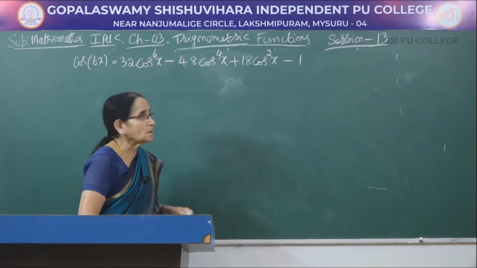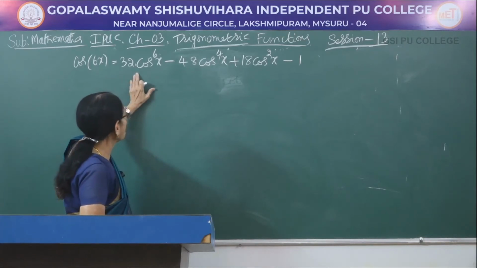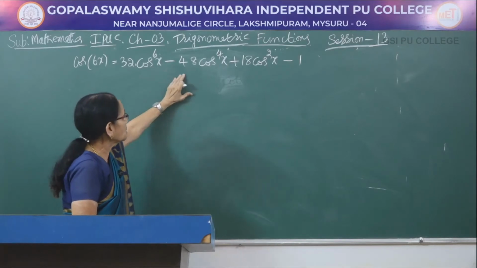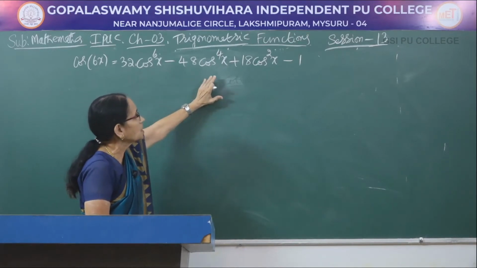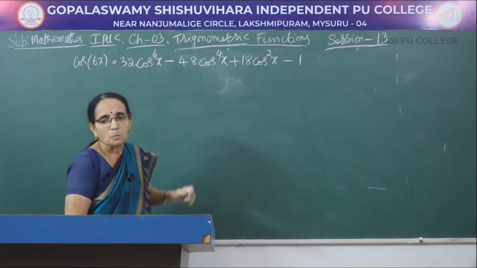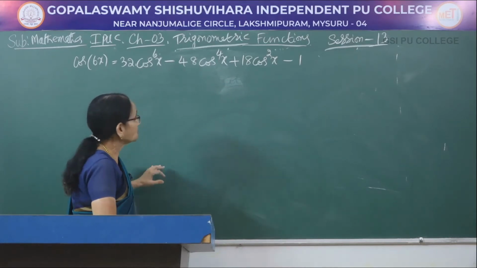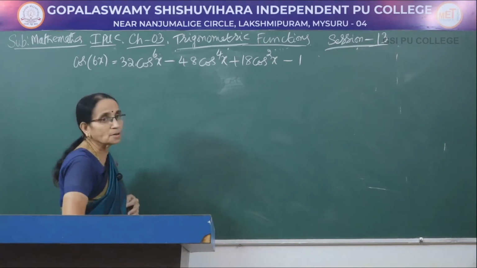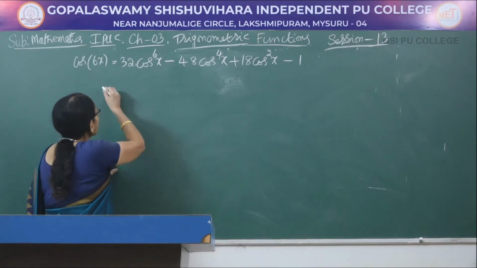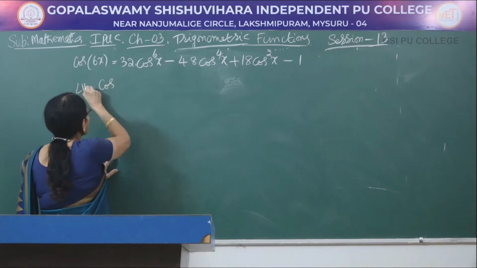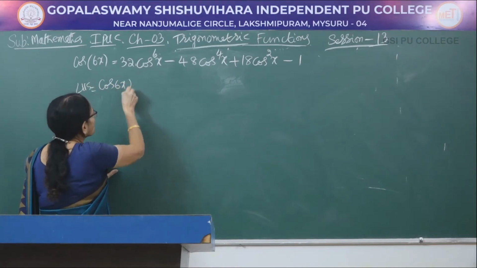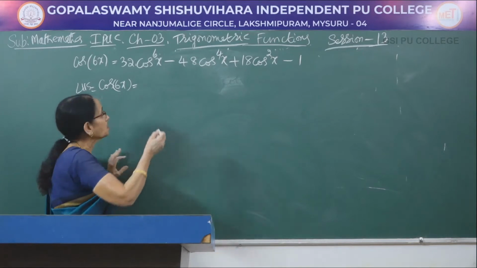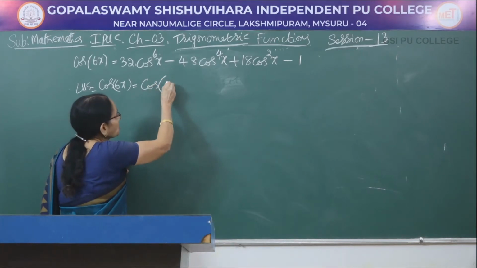The next problem is cos of 6x. You have to show that it is 32 cos to the power 6x minus 48 cos to the power 4x plus 18 cos square x minus 1. Now, in the previous problem I took cos of 4x. Now I am taking cos of 6x. First let me write the angle like this, cos of 6x, to write in the standard form so that you can identify easily with the particular formula.